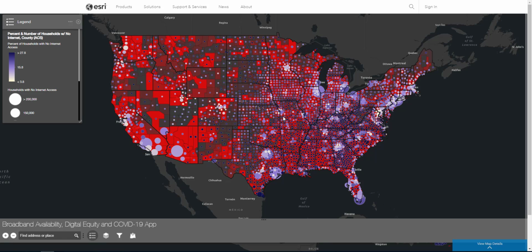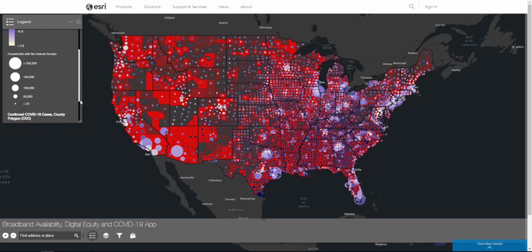We also have this map on how many households do not have internet. This one is so interesting because as we look at it and start to think about it, households with no internet access make us ask, how can we adjust to this new world where everything is virtual if our homes do not have internet access? So we have this percent with no internet access, households that do have internet access, and also the total cases of confirmed COVID that we can look at.